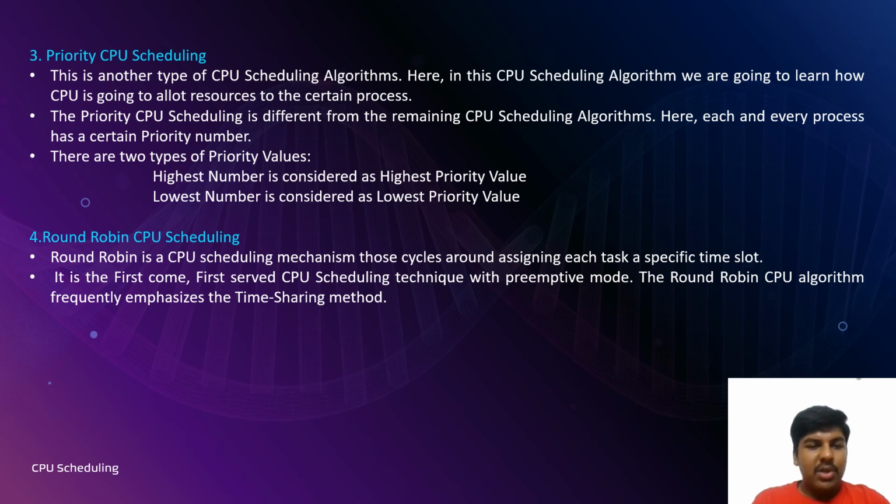Round robin CPU scheduling. Round robin is a CPU scheduling mechanism that cycles around, assigning each task a specific time slot. It is the first come first served CPU scheduling technique with preemptive mode. The round robin CPU algorithm frequently emphasizes the time sharing method.